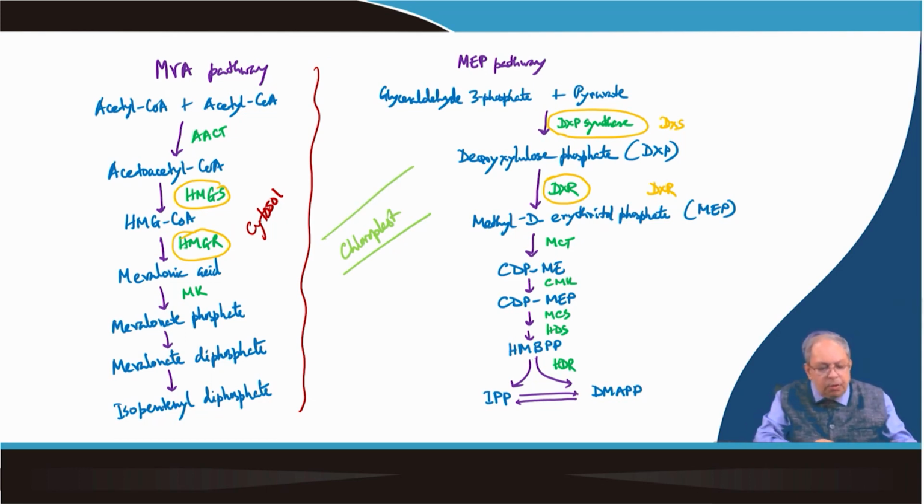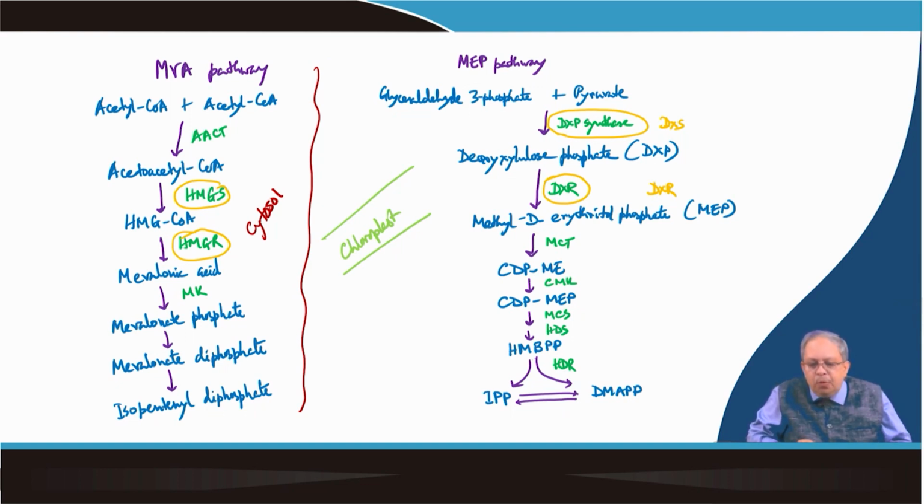Now, one more important thing I should tell. The MEP pathway was discovered in the late 90s in the microbial system, and subsequently it was found in the plant system. In animals, only the parasites or protozoa have the MEP pathway, but not the other animals. Whereas the MVA pathway is universal.